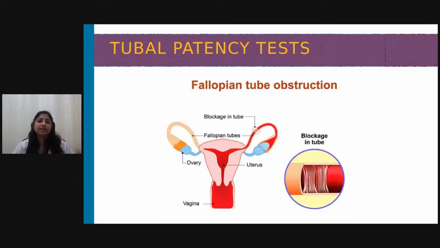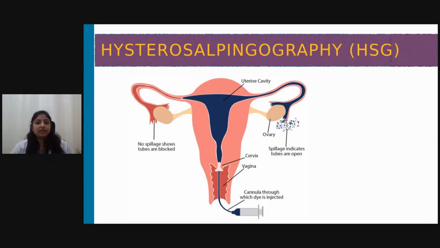The next test which is mostly done is the tubal patency test, to look for fallopian tube obstruction. There are a variety of tests, but our main aim is to check whether the tube is open or not. HSG is one of the tests, also called hysterosalpingography. You might have heard your doctor say HSG. It is done to look for tubal patency, that means whether the tubes are open or not.